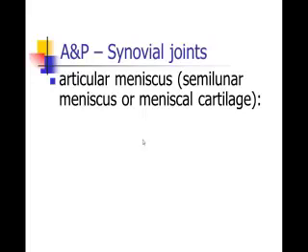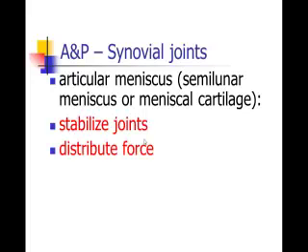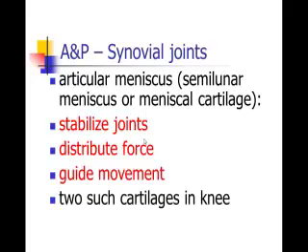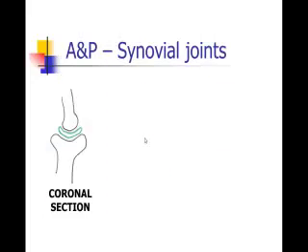We have, in some joints, articular meniscuses or semilunar meniscuses or meniscal cartilages. And they have a couple of functions. They stabilize joints. They distribute the force within the joint. And they guide movement. So these are nice things to have. And there are two of them in the knee. And unfortunately, the meniscus cartilage of the knee is one that, or both, may be damaged in exercising or if you twist your knee, and that can lead to a lot of discomfort.